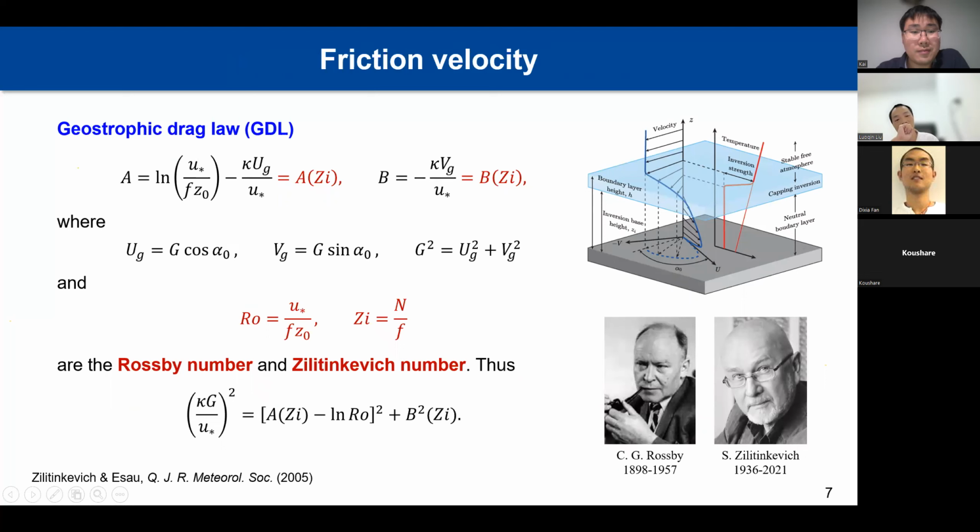I see. I get it. For the neutral case, it can be proved mathematically by an asymptotic matching method. But for other cases, when there is some stability, there is no rigorous proof yet. I understand. Thank you.